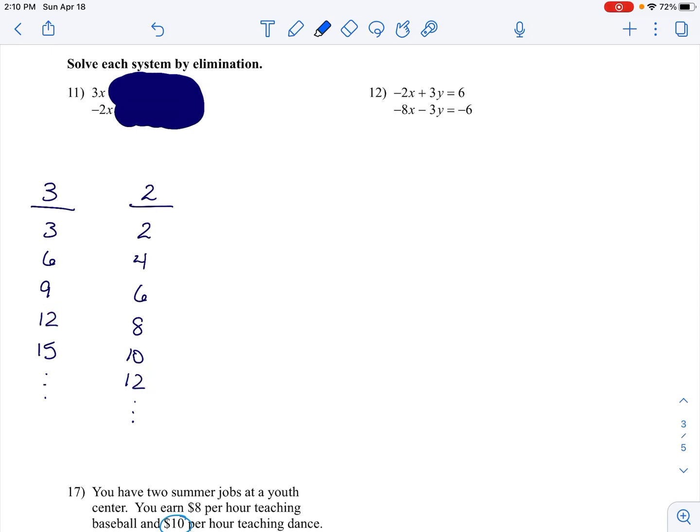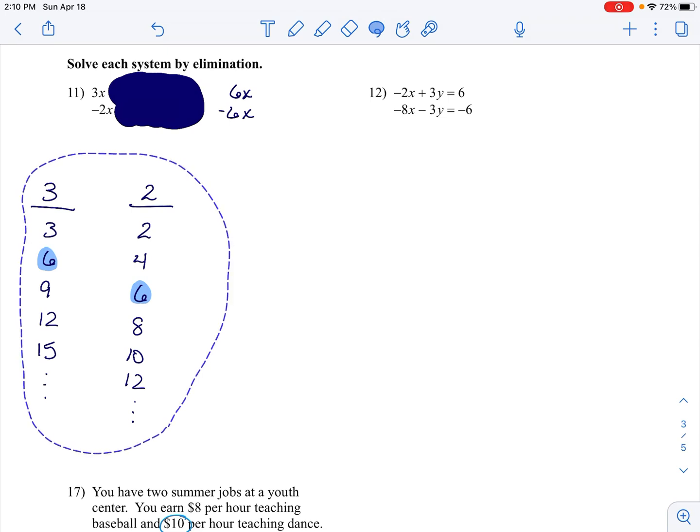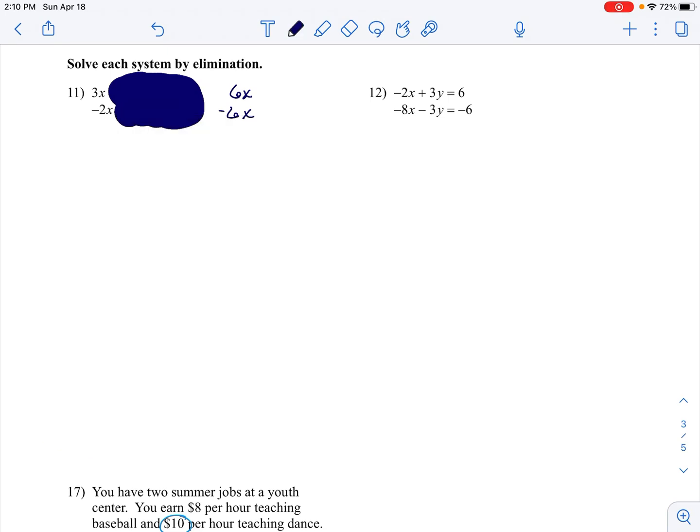I'd rather use a smaller number so I get smaller numbers, and the least common multiple, the number that's on both of these lists, is the 6 and the 6. So I'm going to choose to make one of my coefficients a 6x and the other one a negative 6x, since I know they both can become that. And I know they're additive inverses. So I don't need this work anymore. To turn a 3x into a 6x, I'm going to multiply this equation by 2. In order to turn a negative 2x into a negative 6x, I'm going to multiply this equation by 3.